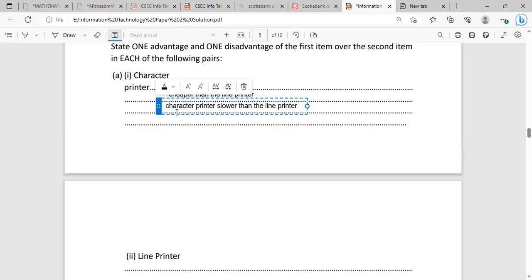All right, so let's go down to the next pair. Just as a recap, it says state one advantage and one disadvantage of the character printer over the line printer. So the character printer is cheaper than the line printer, and the disadvantage is that the character printer is slower than the line printer. Just to recap a bit before we move on.